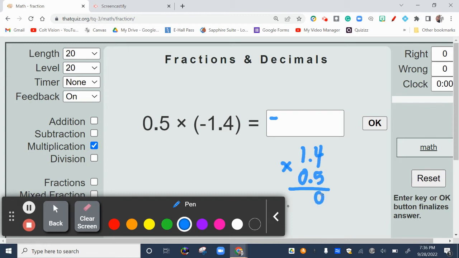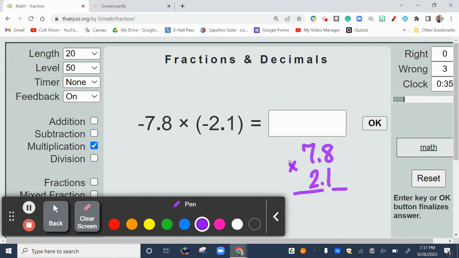So 5 times 4 is 20. And then 5 times 1 is 5, plus 2 is 7. So that's how you multiply, right? Carry. Now, in this case, since this is tenths and this is tenths, tenths times tenths is hundredths. That means I'm actually in the hundredths place here. So I'm going to move the decimal 1, 2. And so this isn't just 7. This is 0.70, or 0.7.